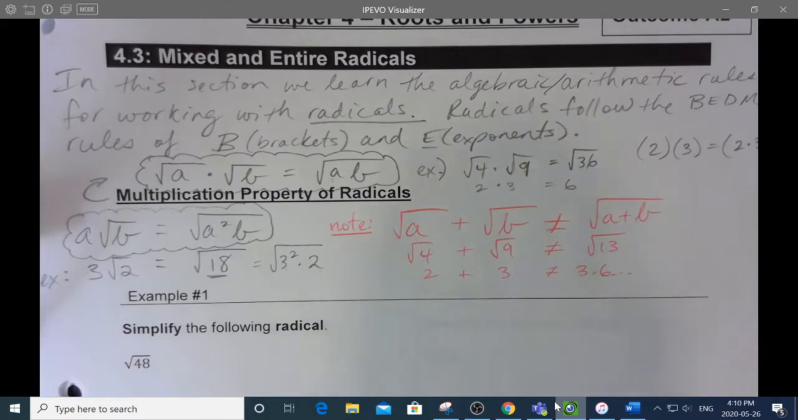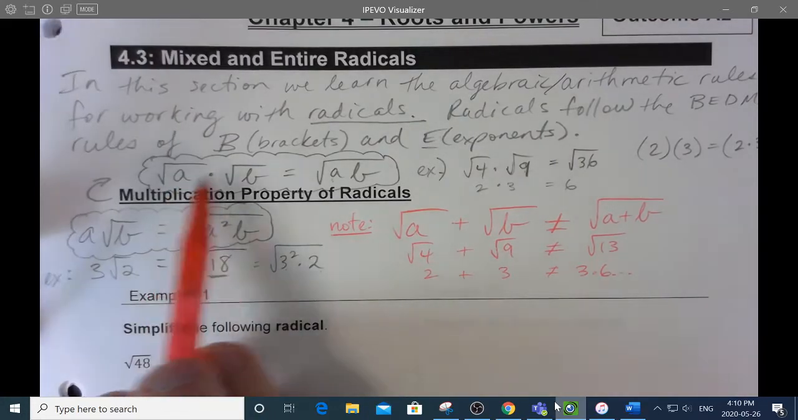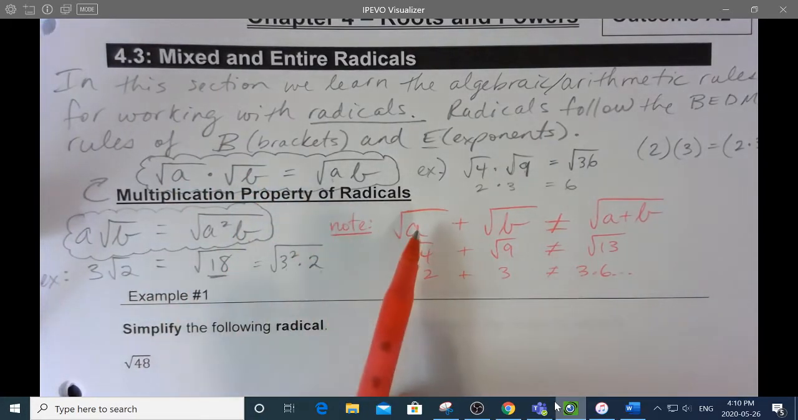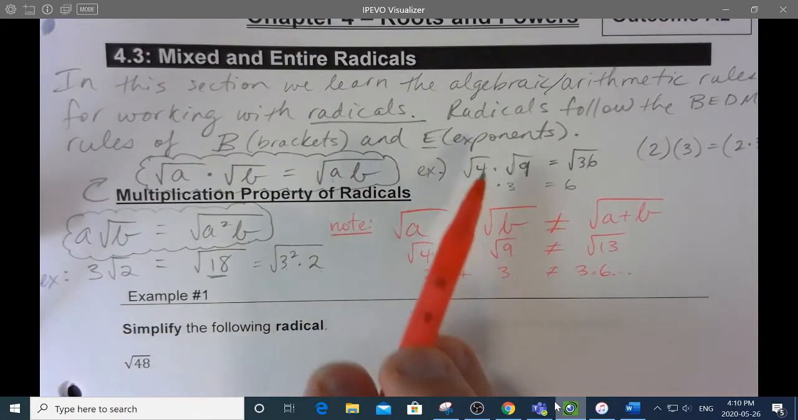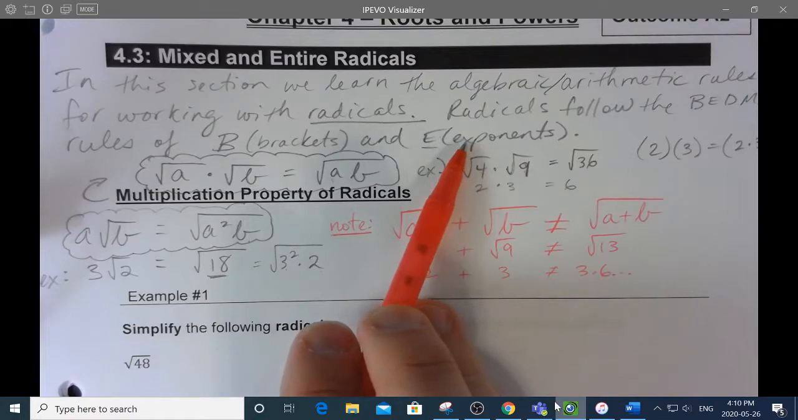So clearly, this is one of the more common mistakes people make with radicals, thinking they can just add them together. So how come I could combine those, but I couldn't combine these? And this is where radicals are behaving like exponents.